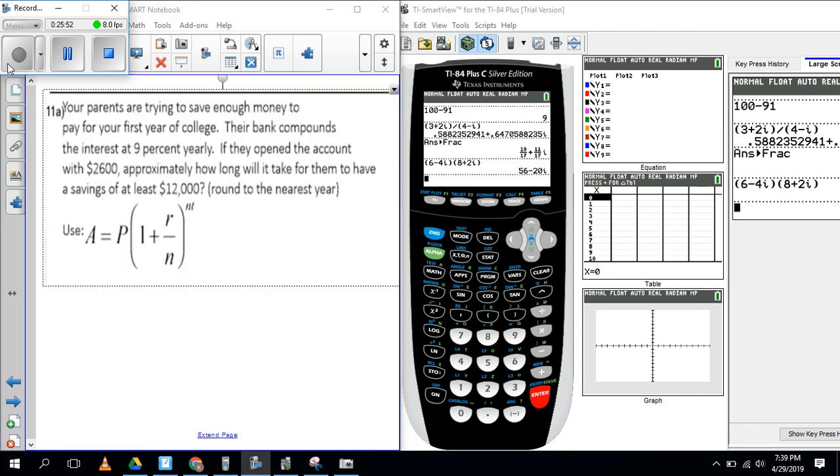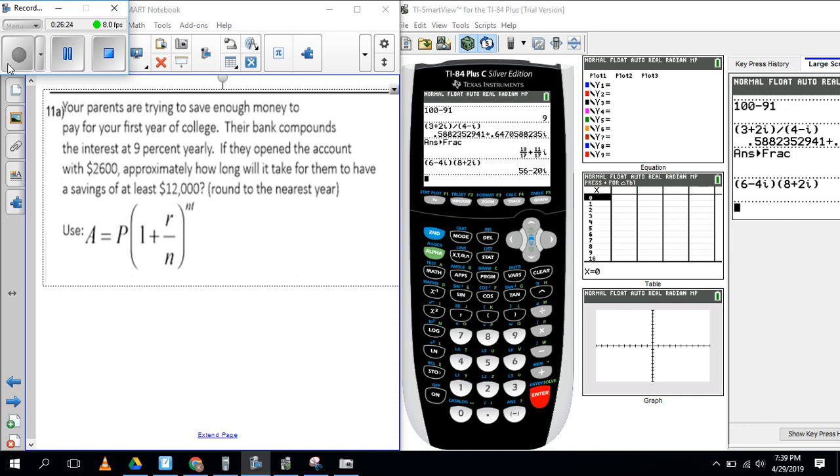Okay, so the next problem, it says your parents are trying to save enough money to pay for your first year of college. Their bank compounds the interest rate at 9% yearly. If they open the account with approximately $2,600, how long would it take for them to have a savings of at least $12,000? And it tells us to round to the nearest year.